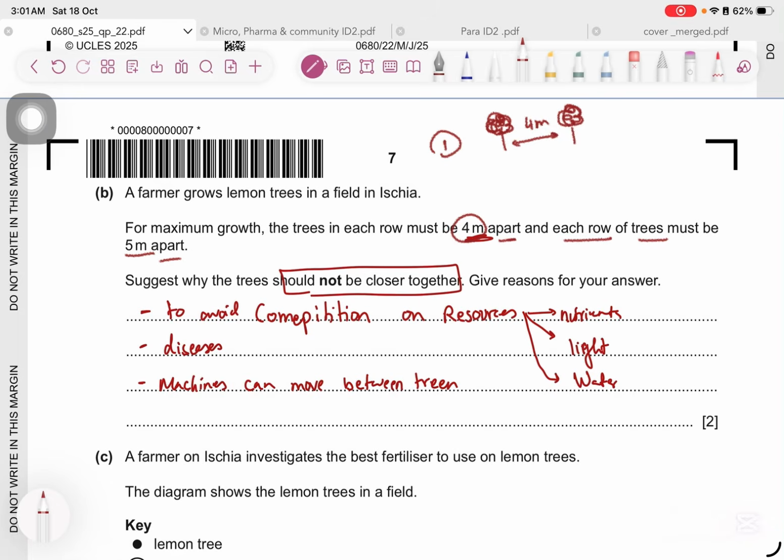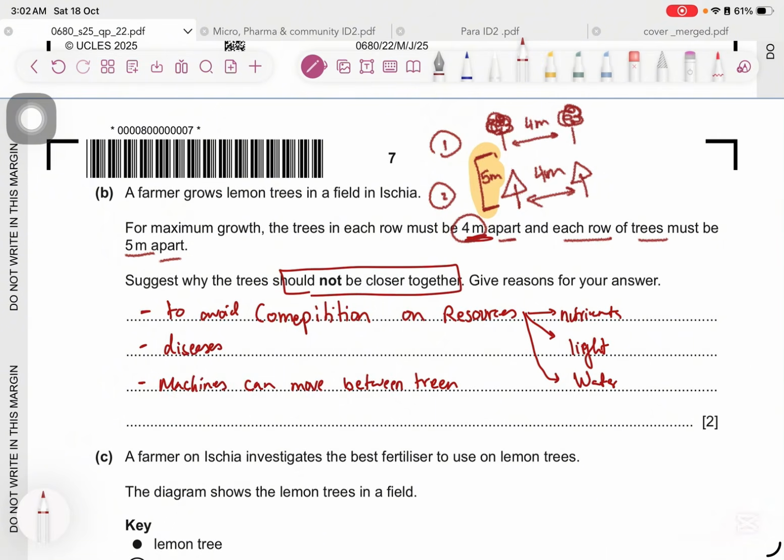The second row, which is here, let's draw this tree. Okay, the second tree is like this. Now they're telling you that the distance between the first row and the second row is 5 meters apart. Okay, this is what they mean. So between a tree and a tree, that's going to be 4 meters. Okay? And that's the point if you got confused.